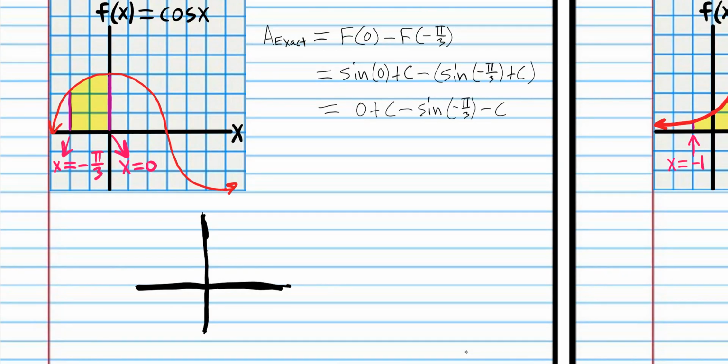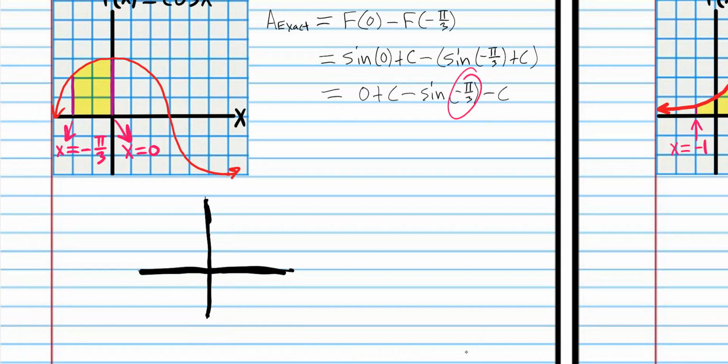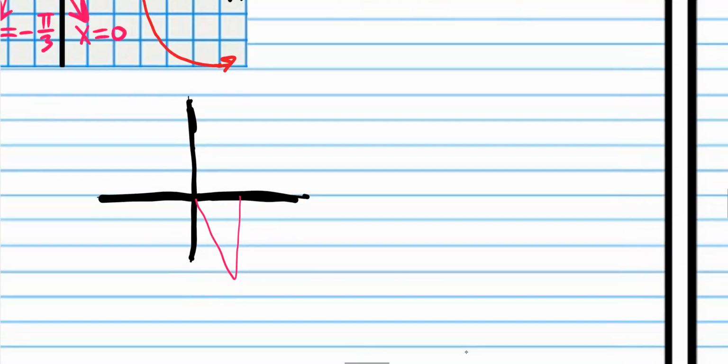So we have negative pi over 3. For positive angles, we rotate counterclockwise. For negative angles, we rotate clockwise. And so we get something like this.